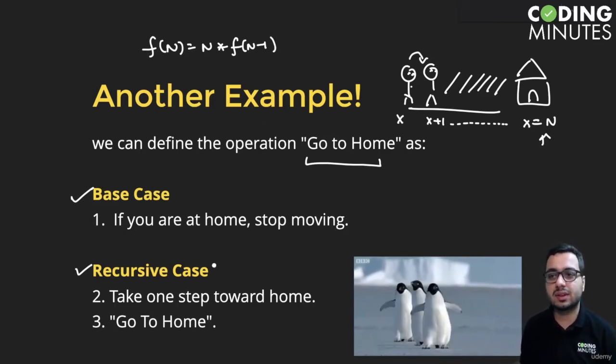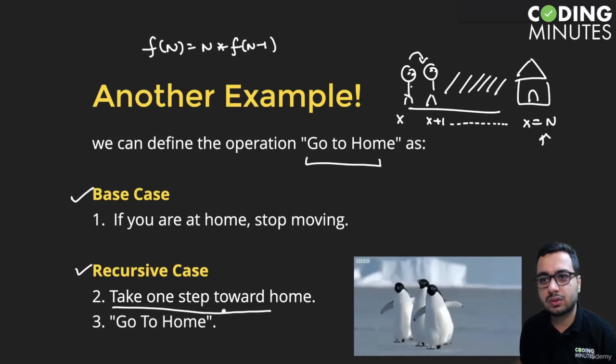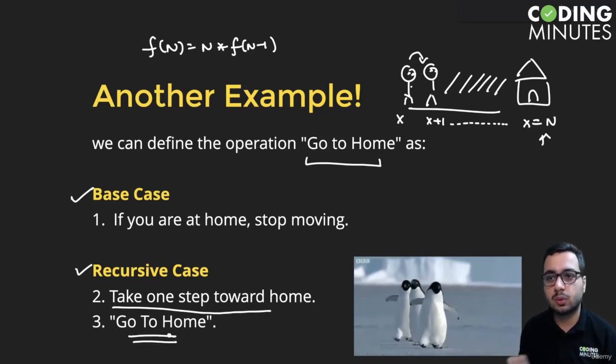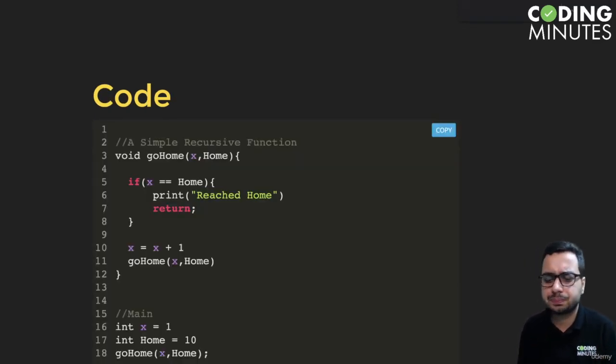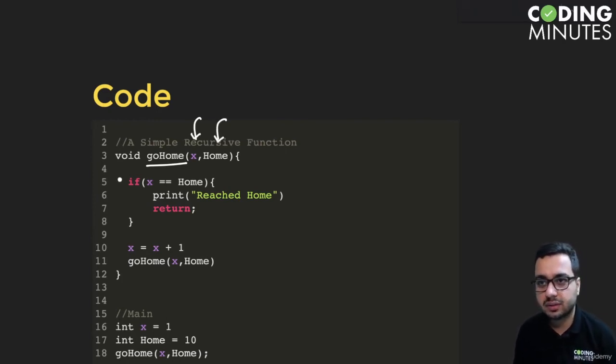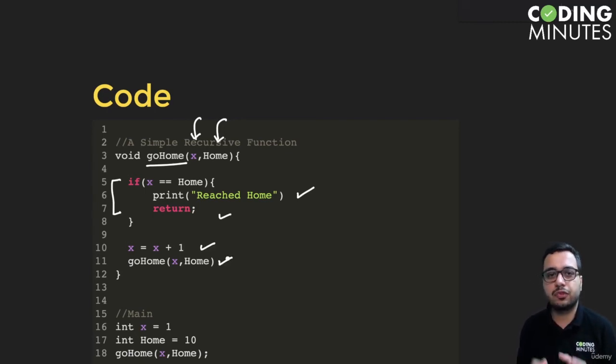So what would be a recursive case for this problem? You will take one step towards home and you will call the same function go to home from x plus 1. Okay, so if I show you in the form of a little bit of pseudocode, this is how the code would look. There is a method go home which gets the current location, and it also gets where the home is located. You check if we have already reached the home, we say okay, we have reached the home, and return. We don't do anything further. Otherwise we take one step and we call go home from that particular step. Okay, so this is how a recursive code would look.